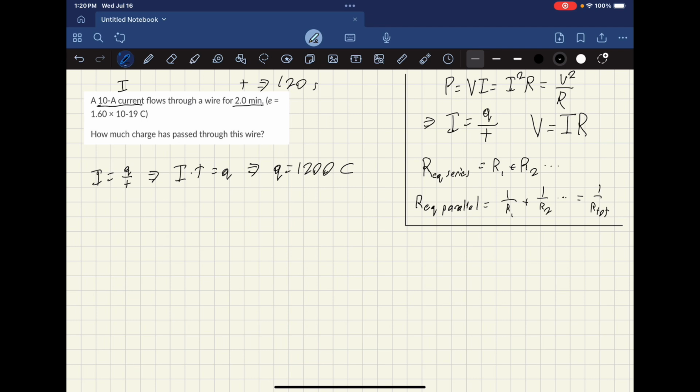And it's really important, again, to make sure that we're doing things in units of seconds, because otherwise this wouldn't be quite accurate. This would be amps per minute, and that doesn't equal charge, or coulombs. Charge is in terms of coulombs, which is amps times seconds.